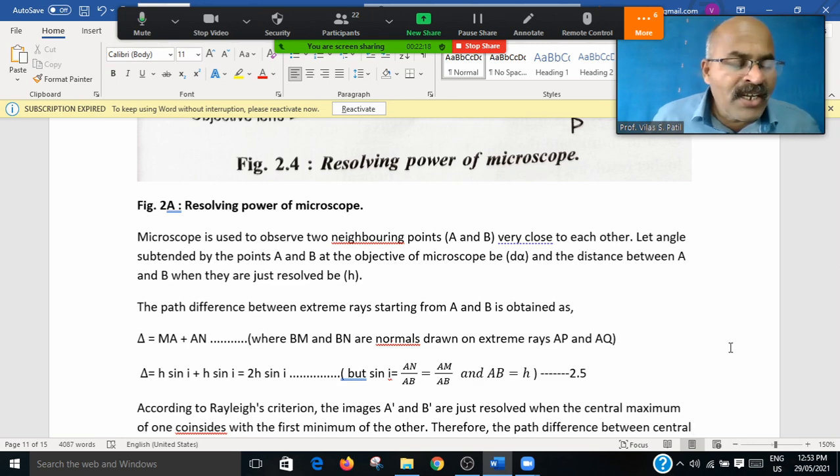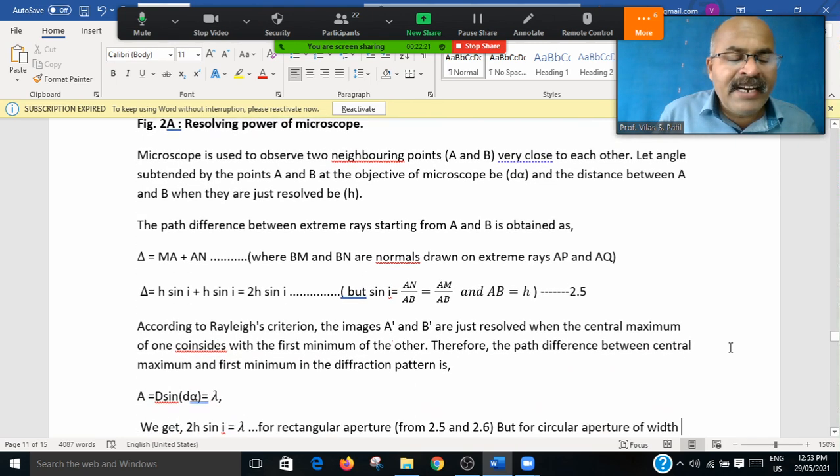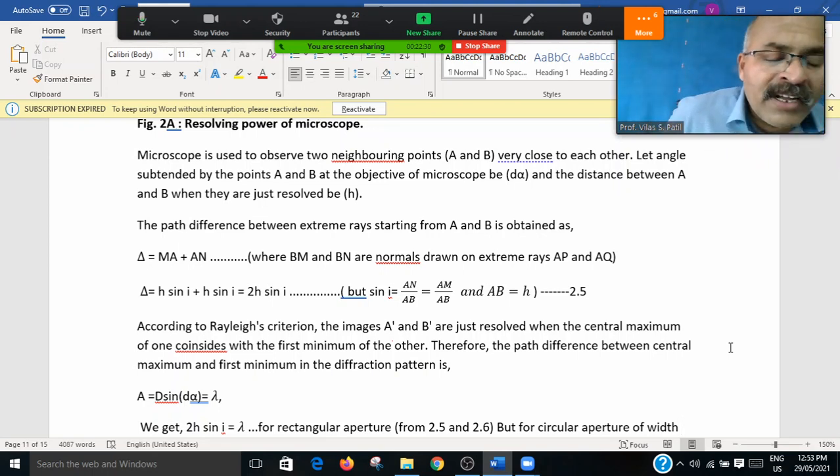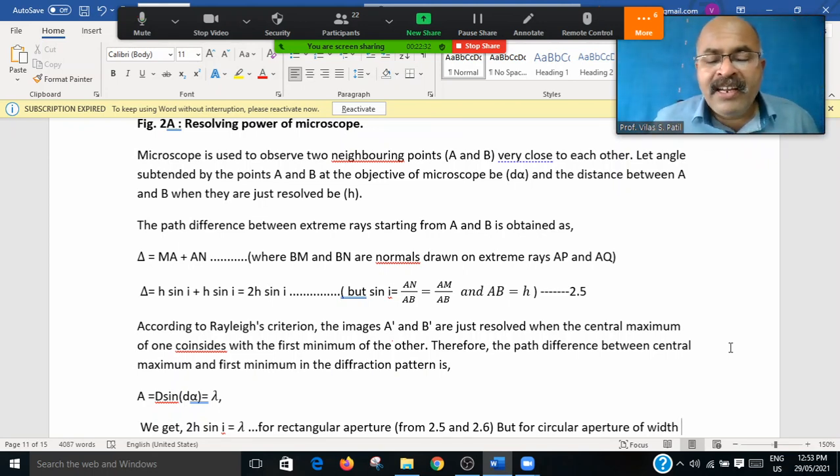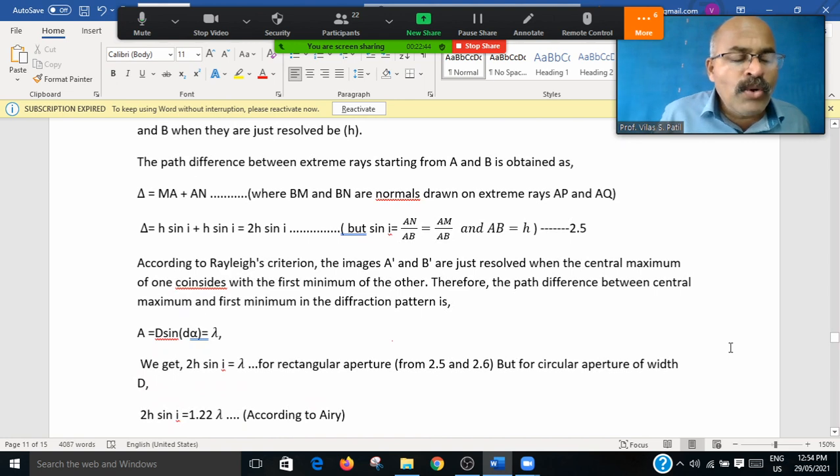According to the Rayleigh criterion, the images A dash B dash are just resolved when the central maximum of one coincides with the first minimum of the other. Therefore the path difference between the central maximum and the first minimum in the diffraction pattern is d sin alpha, which is equal to lambda. We get 2h sin I is equal to lambda for the rectangular aperture.